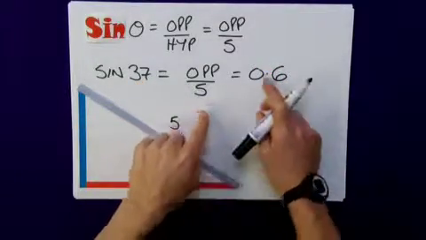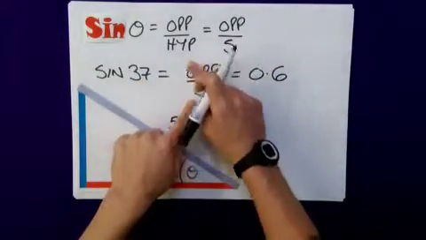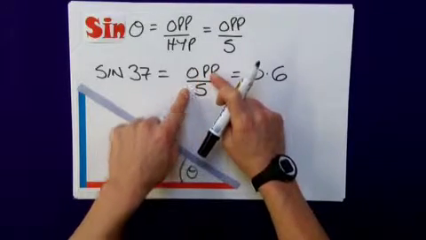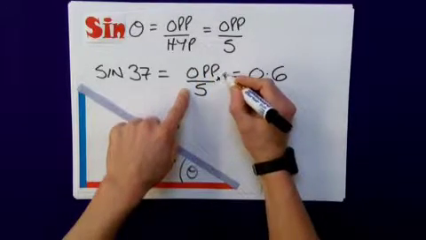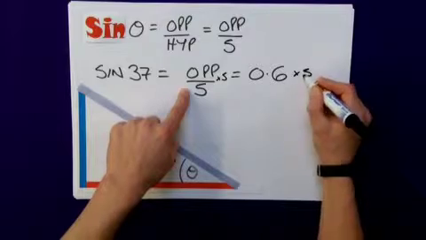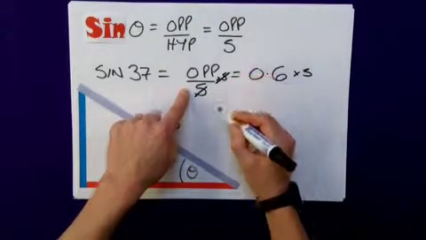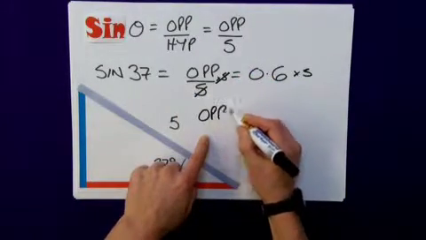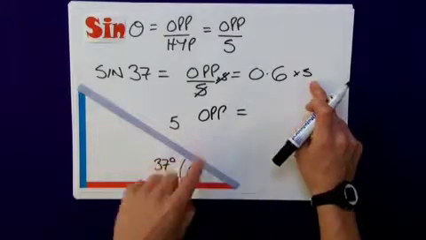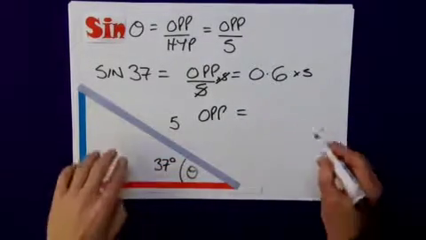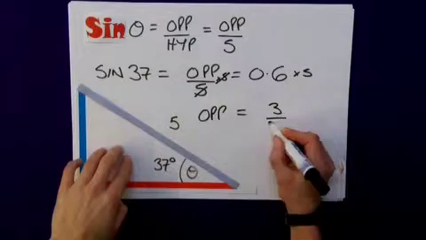I'm now going to use my balancing the equation method just to have the opposite side on its own. So I'm going to multiply both sides by 5. That will disappear. So my opposite side is equal to 0.6 times 5. And that gives me a final answer of 3.